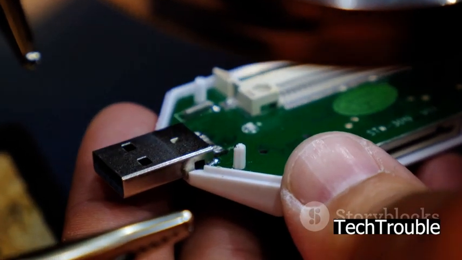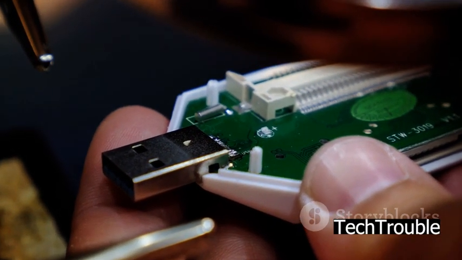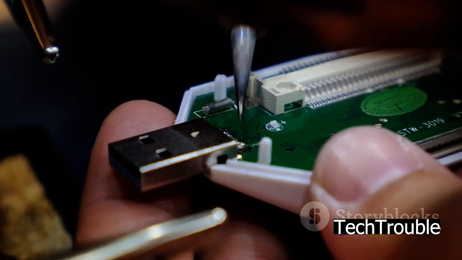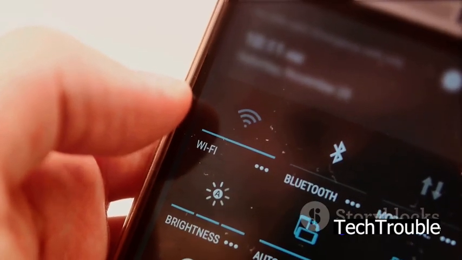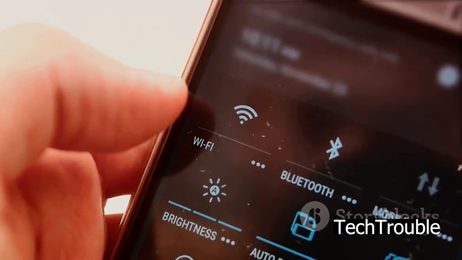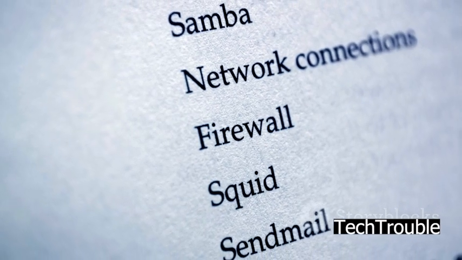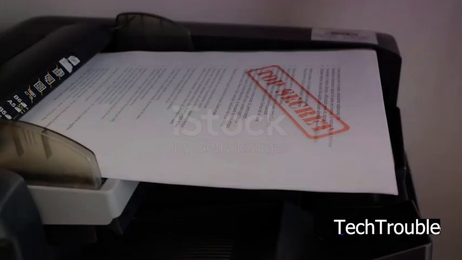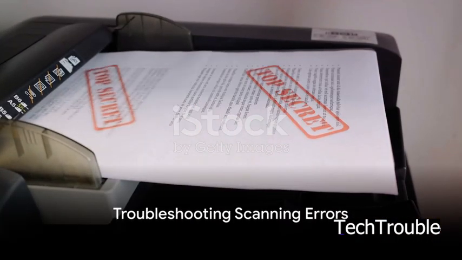If connected via USB, it might be worth trying a different port on your computer, or even replacing the cable if it appears damaged. For those using network-connected scanners, ensure you're connected to the correct network with the right settings. A simple restart of both your scanner and computer or router can also help reset the connection and solve connectivity issues.